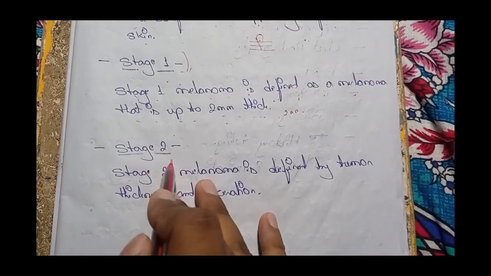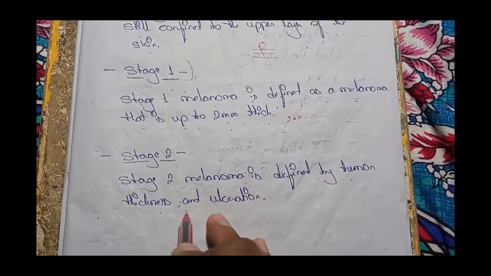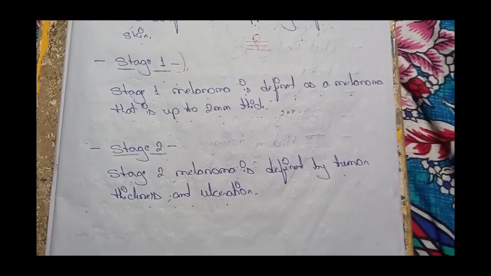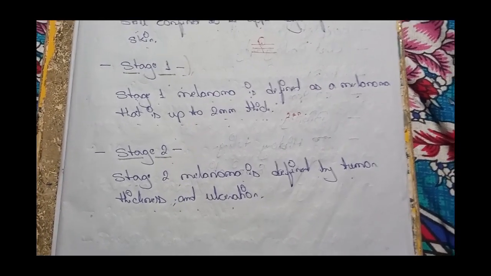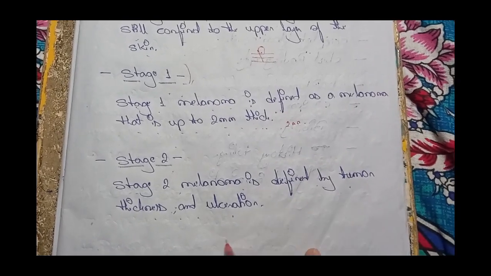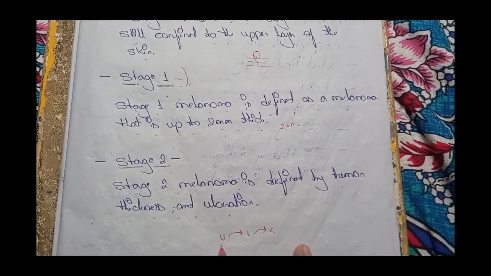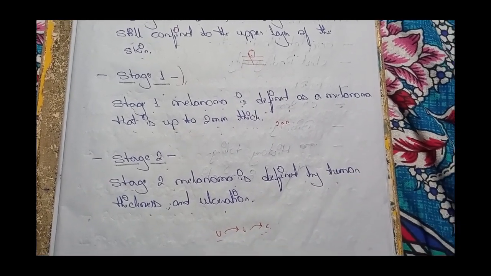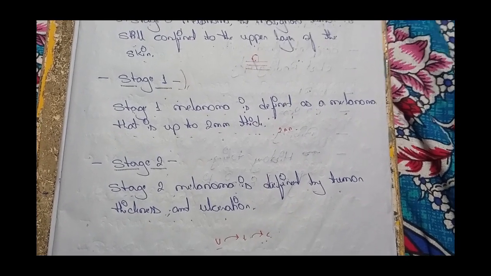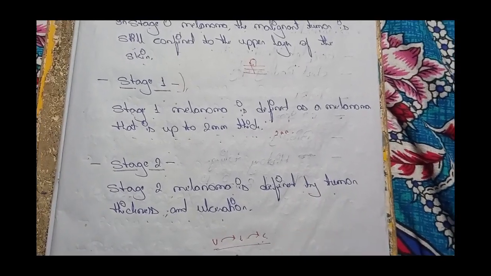Then in stage 2, the melanoma is defined by tumor thickness and ulceration. Ulceration also happens in that part. If a tumor is happening, ulcer happens first, then from the tumor, then the cancer. Cancer starts from a blister.